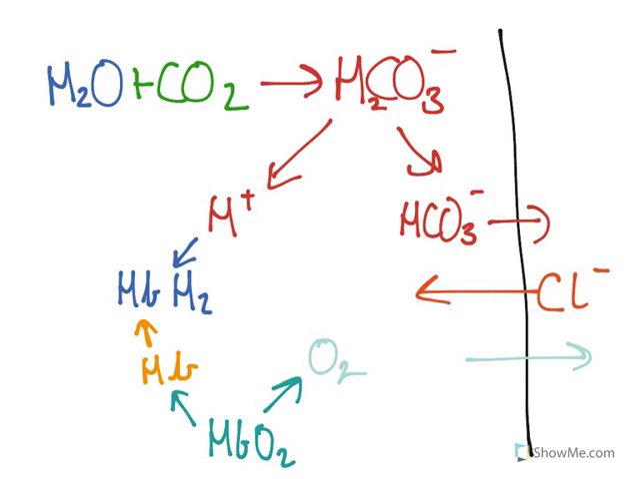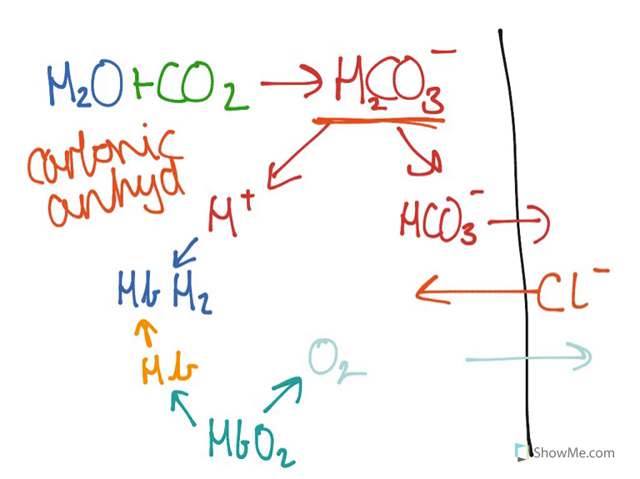Carbon dioxide in blood plasma diffuses into the red blood cells. This then mixes with water to form weak carbonic acid. And this is catalyzed by the enzyme carbonic anhydrase.